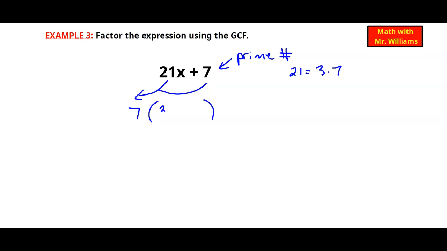So we have 3 left in times the x plus what times 7 is the 7? Well, that's just times 1. So we have 7 parentheses 3x plus 1 as our answer.